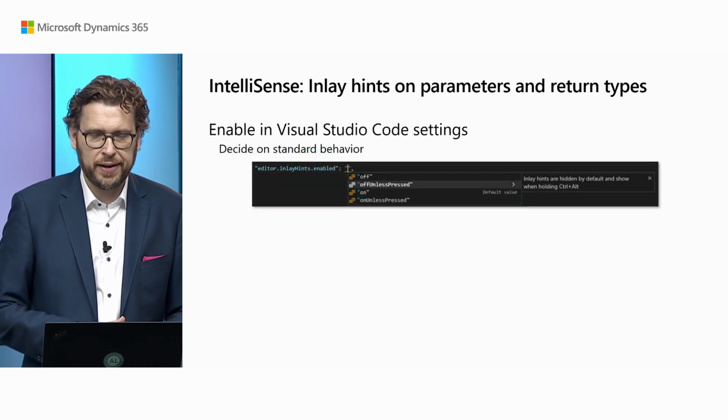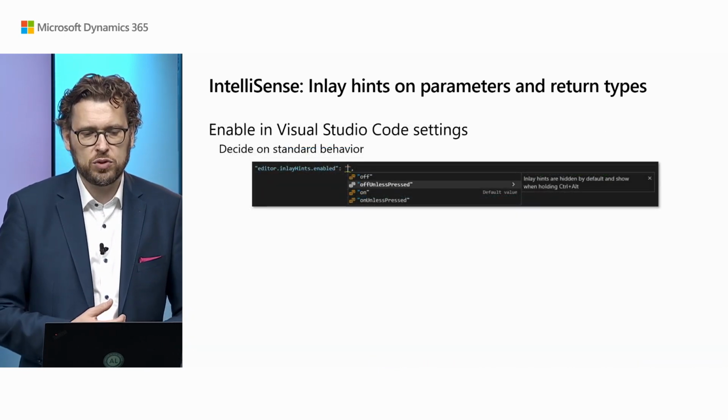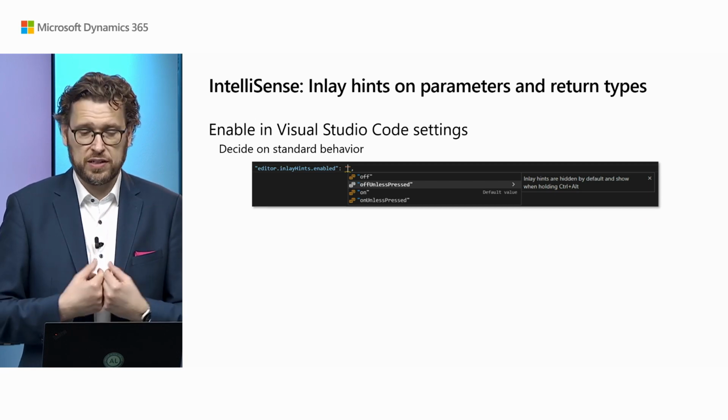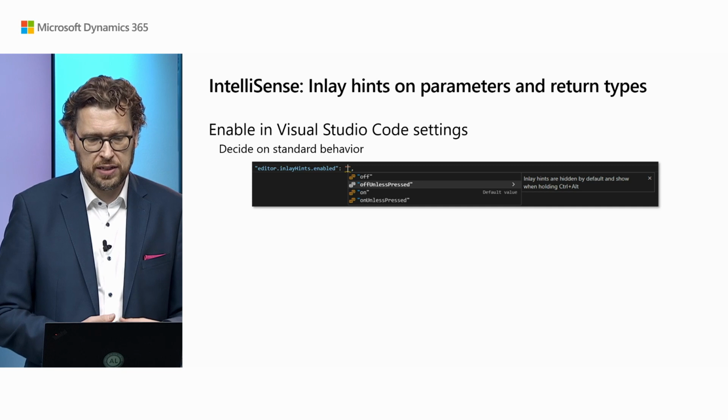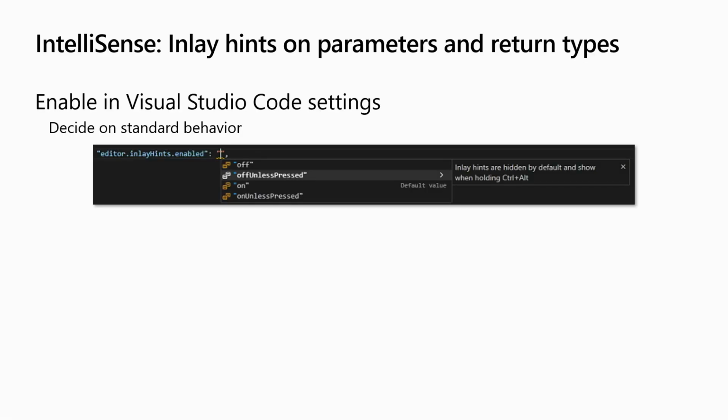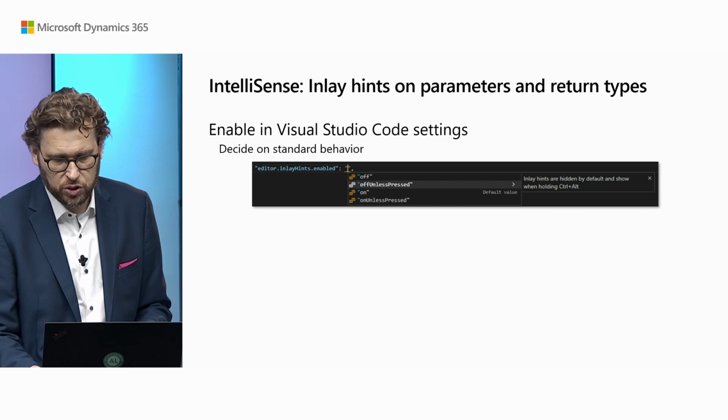To enable this, you first need to enable it as a feature in Visual Studio Code. There's a setting, editor.inlayHint.enabled, where you can set the standard behavior. Do you want it to be off or always on? Or do you want to have a behavior where you use a shortcut key to hide it or to show it? So that's what you can choose.